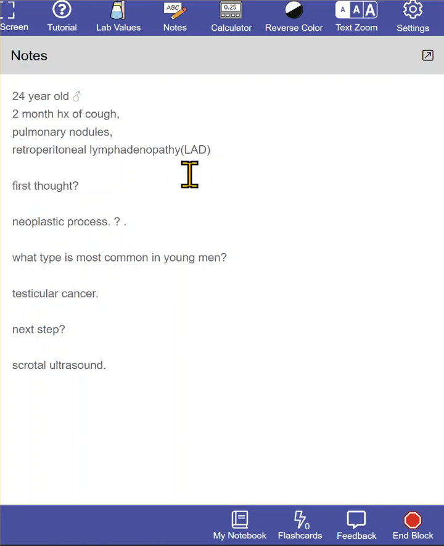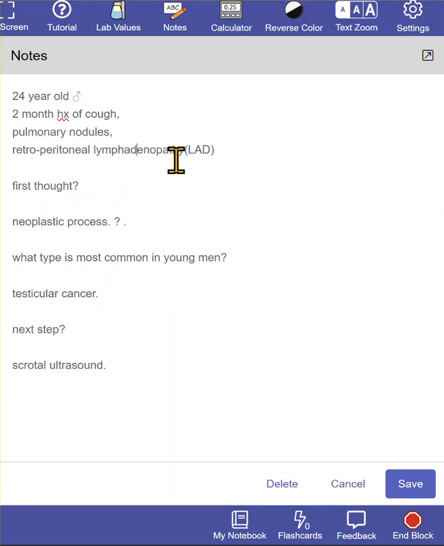So if you had a patient that was a 24-year-old male, 2 months history of cough, pulmonary nodules, and retroperitoneal lymphadenopathy, so that's retroperitoneal. So there's a whole acronym for retroperitoneal organs. So then you have pulmonary nodules, and you have 2 months of coughing. So what is your first thought? It's like neoplastic process, question mark. So you're asking yourself, is this a neoplastic process? Because you have pulmonary nodules, right? So what type is most common in young men? Testicular cancer, actually. So testicular cancer.